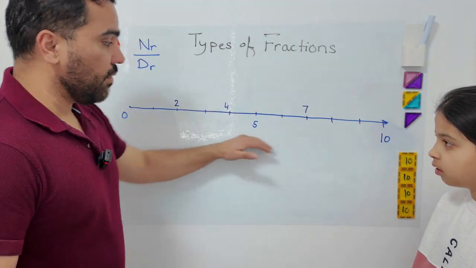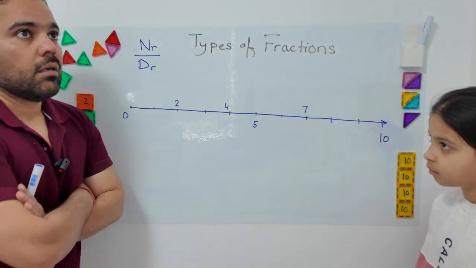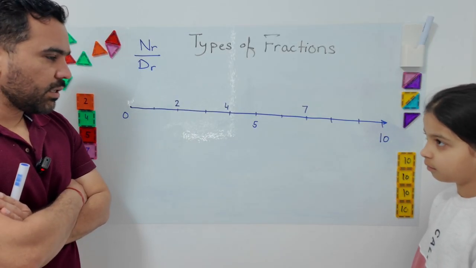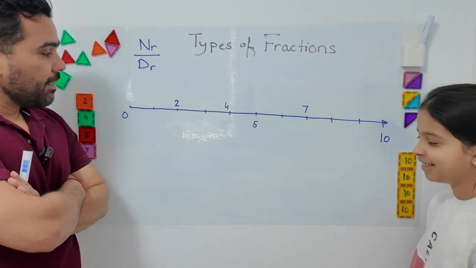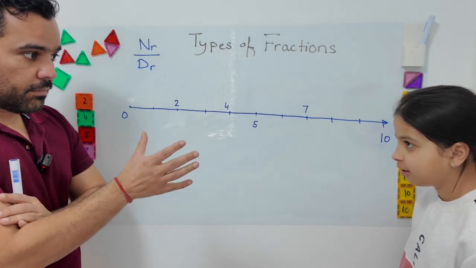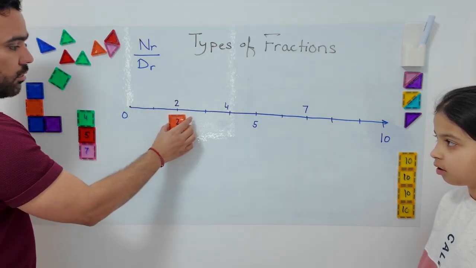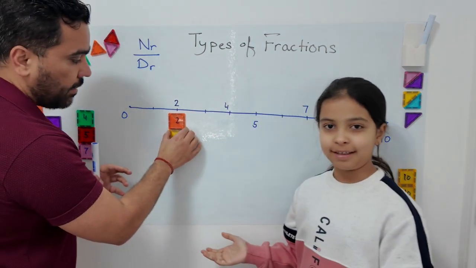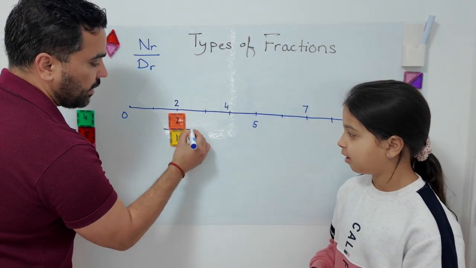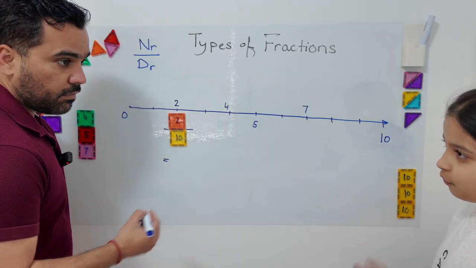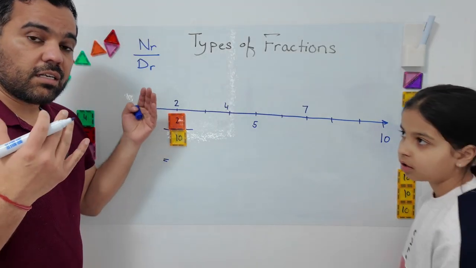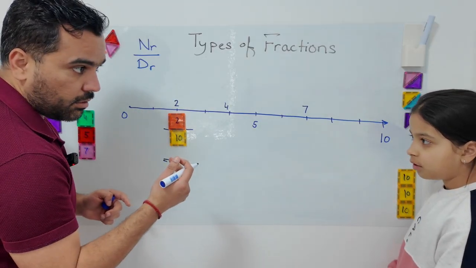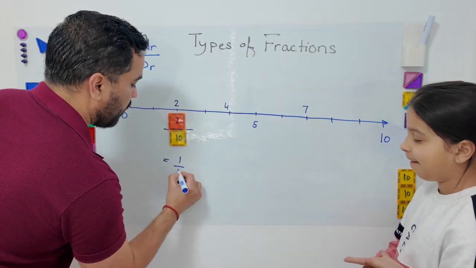So this is my number line. It's divided into 10 equal parts. Let's stick with chocolates. You have 10 chocolates. If I give you 2 chocolates, what fraction is it? 2 by 10, and if you simplify, this would also become 1/5. What we have done here is divide the numerator and the denominator by the same number, 2 in this case. So it will also give you 1/5.